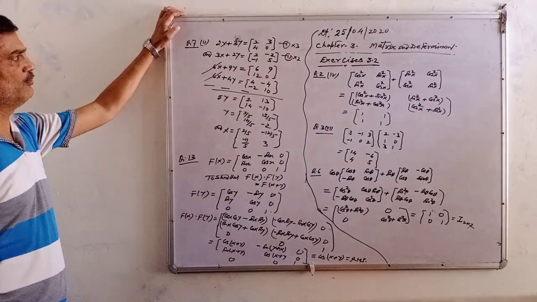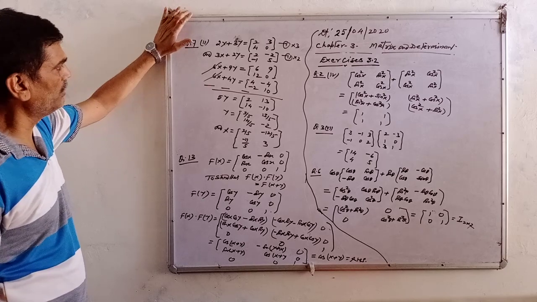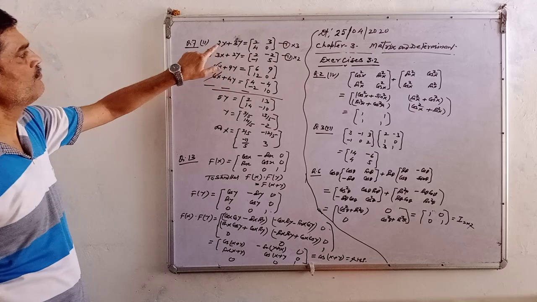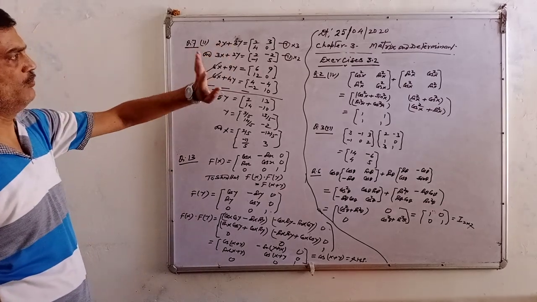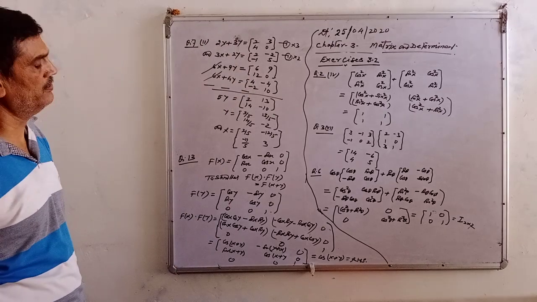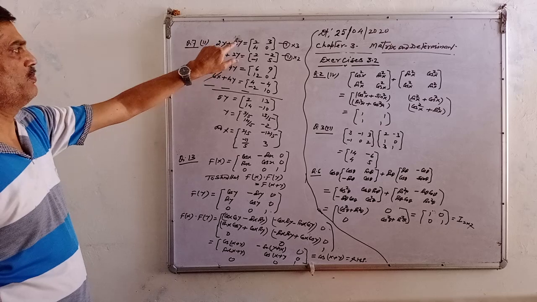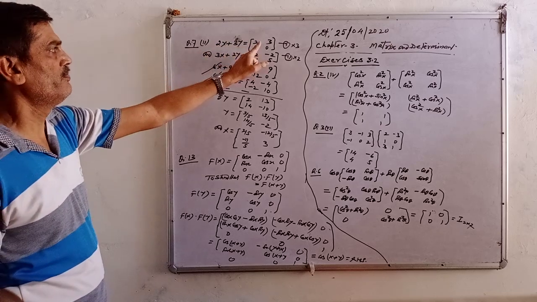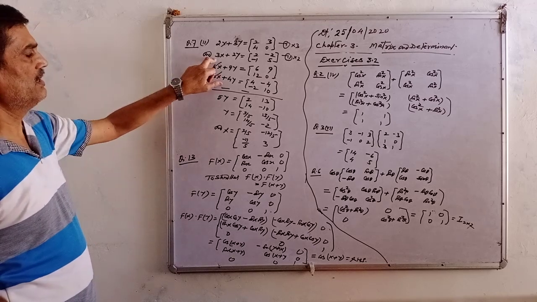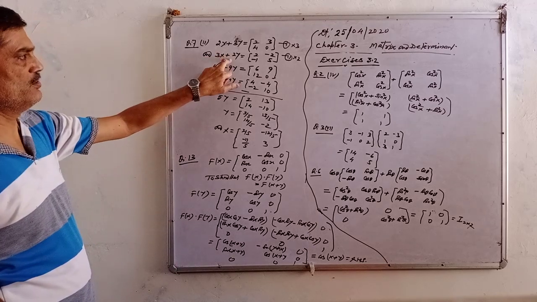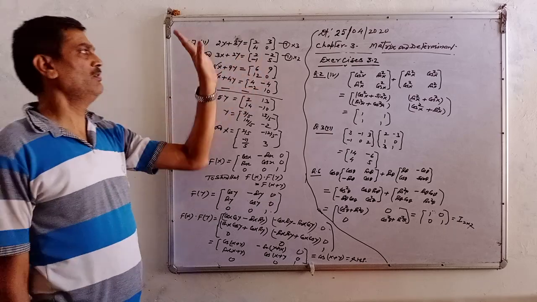Now in the next question, question number 7, there are two matrices with two relations x and y. Here you will determine the value of matrix x and y by the given two relations. You will have to solve it. So first is 2x plus 3y is equal to 2 3 4 0, and the second relation is 3x plus 2y is equal to 2 -2 -1 5.